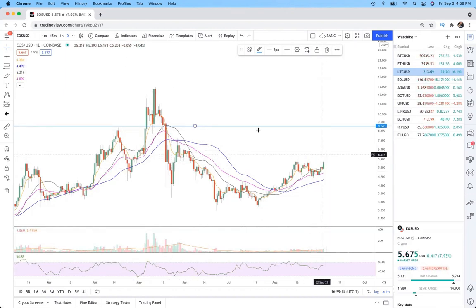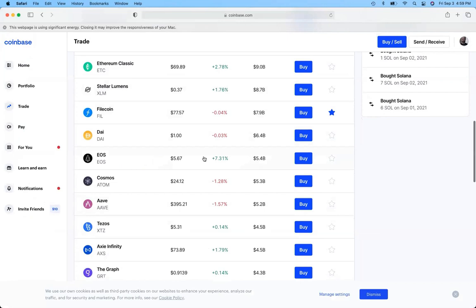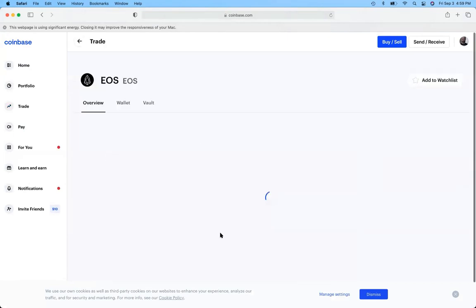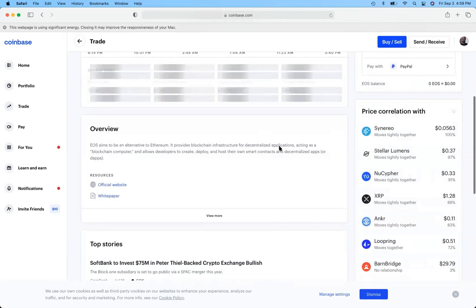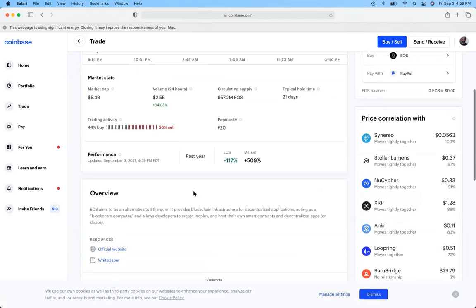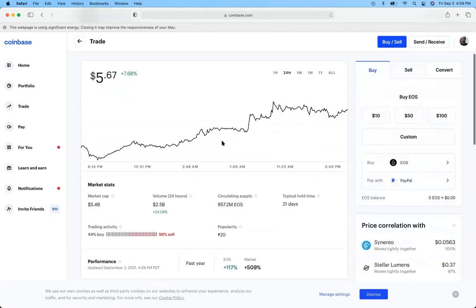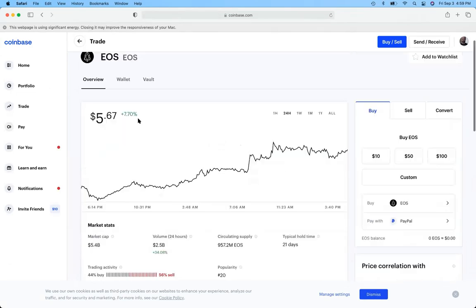I might revisit it later on, and remember it's an easy logo, EOS. And also, if you want to learn more, you go inside and see what they do. They provide blockchain infrastructure, acting as a blockchain computer. Intriguing. Yeah, okay. And what do they do? More sellers right now, more sellers. Quite popular, 20. Let's see.